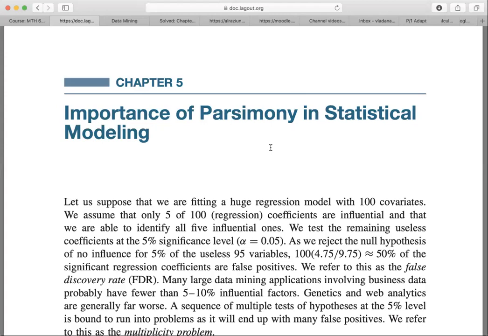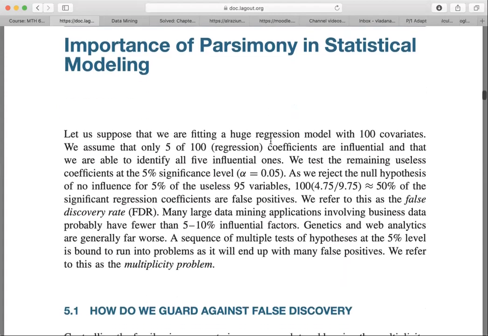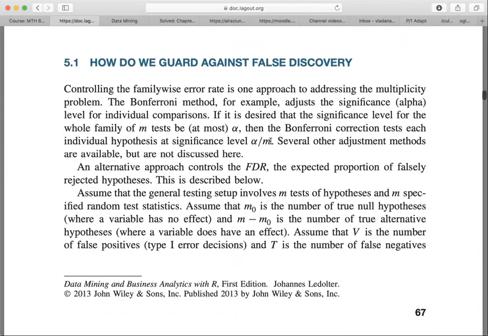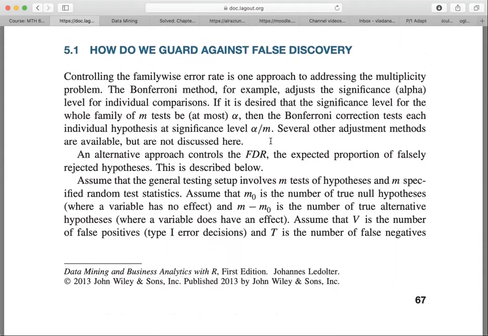The multiplicity problem states that a sequence of multiple tests of hypotheses at the 5% level is bound to run into problems, as it will end up with many false positives. How do we guard against false discovery? Controlling the family-wise error rate is one approach to the multiplicity problem. We can either do the Bonferroni method, which adjusts the alpha level for individual comparisons, or we can control the expected proportion of falsely rejected hypotheses.